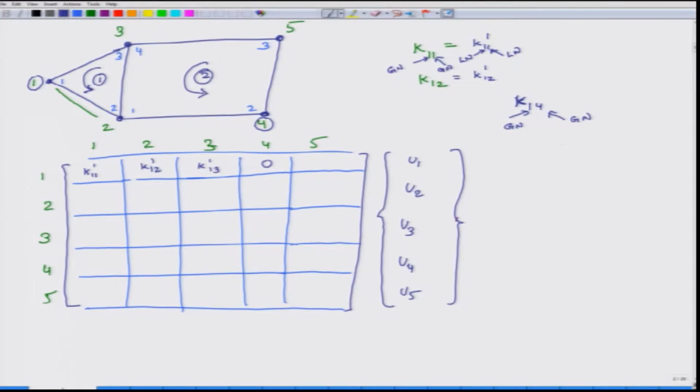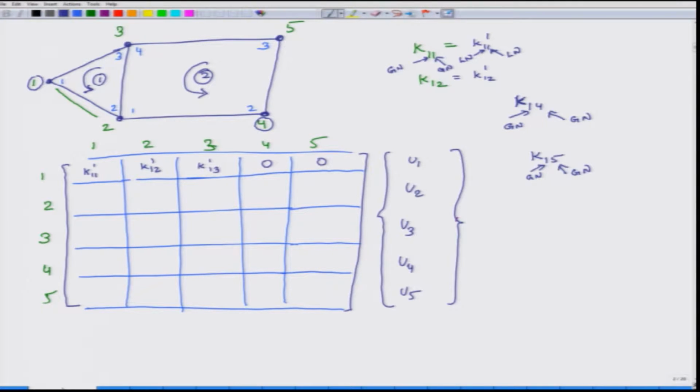Now, let us look at K15. This is again global node and this is again global node. Is node 1 and node 5 connected? So, this will be 0. Understood?